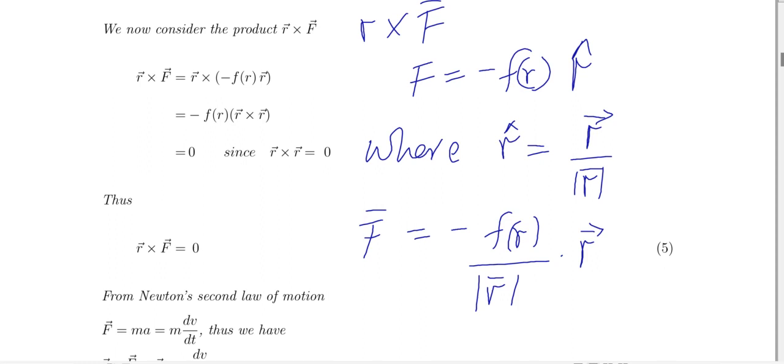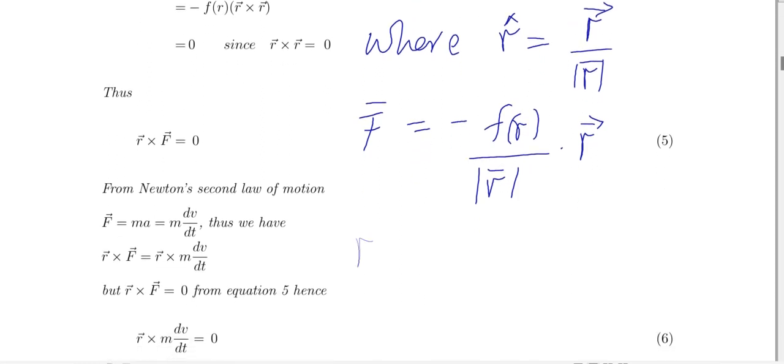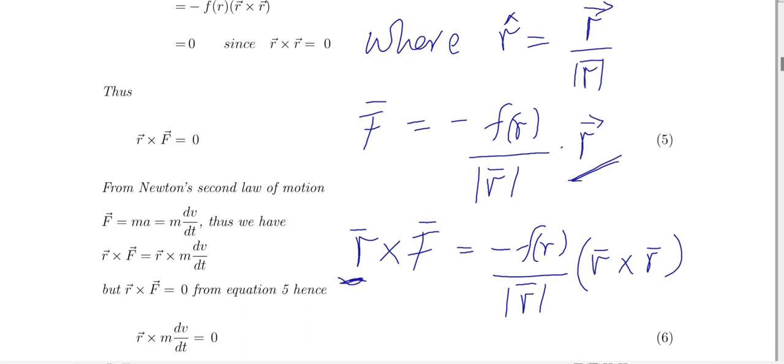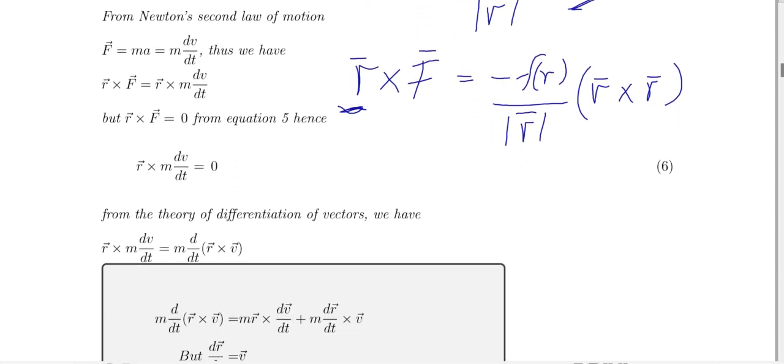So if we work out now the cross product, r cross F, we get minus F(r), remember F(r) is a scalar, divided by the magnitude of r, which is also a scalar. Then we shall have r cross r. But how do we find r cross r?